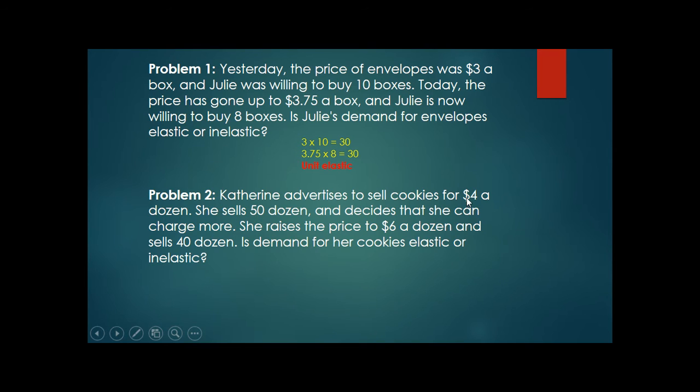Now, you could go ahead and find out what 50 dozen is and multiply 50 times 12 times 4, but I'm just going to multiply 4 times 50 and get 200. And then I'm going to say 6 times 40 is going to be 240. So in which case does she have more total revenue? Well, 4 times 50 is 200, and 6 times 40 is 240.